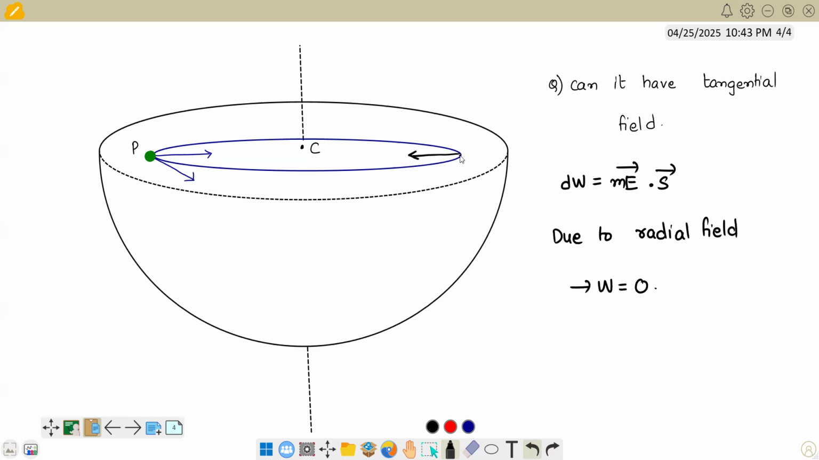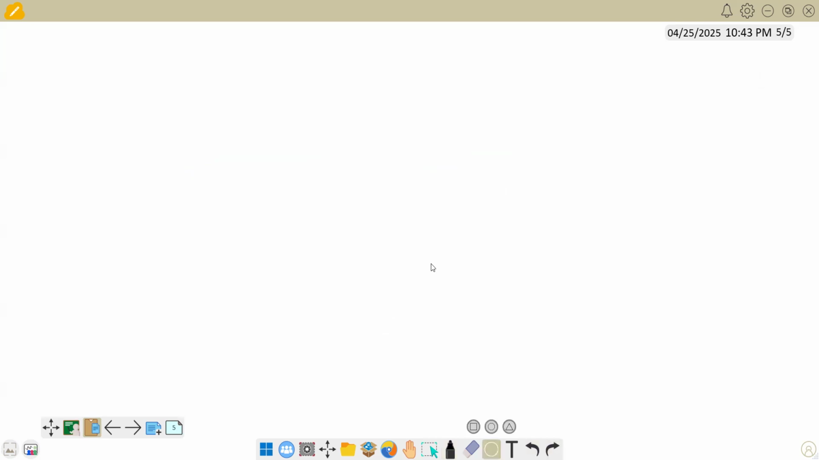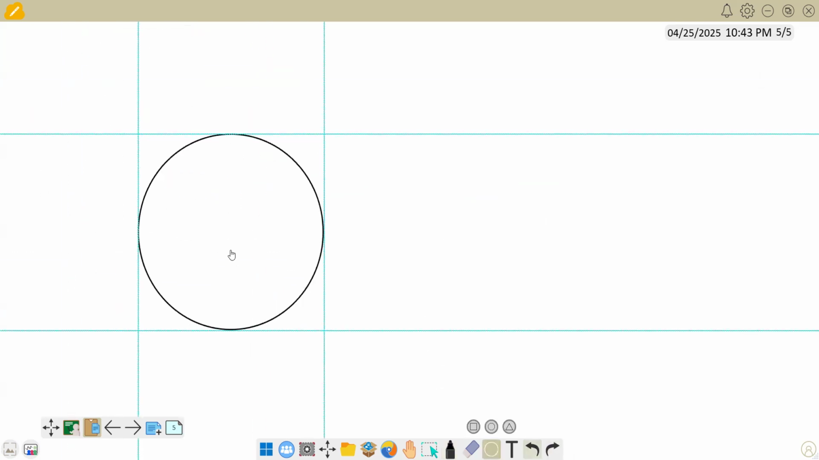You are trying to move in the tangential direction, because in a circle you will be moving in the tangential direction, right? So I'll draw it in another way so that you can understand this. This is a very tricky problem. Listen to this carefully. I'm drawing the circle in this way now. Imagine this is the point P, and this is the center. This is E radial, gravitational field radial, gravitational field tangential. What is the work done due to radial field? The work done due to radial field is 0.